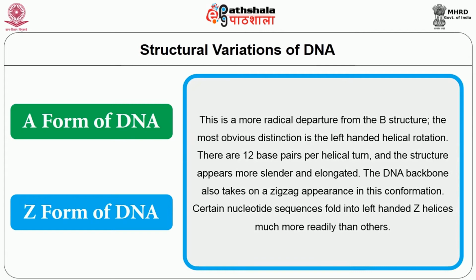The Z form of DNA is a more radical departure from the B structure, the most obvious distinction being that Z-DNA is a left-handed helical rotation. There are 12 base pairs per helical turn and the structure appears more slender and elongated than B-DNA. The DNA backbone also takes on a zigzag appearance in the Z conformation. Certain nucleotide sequences fold into the left-handed Z helices much more readily than the others.